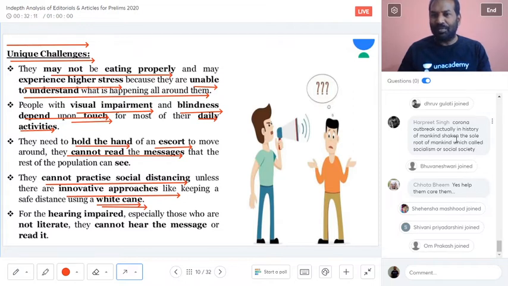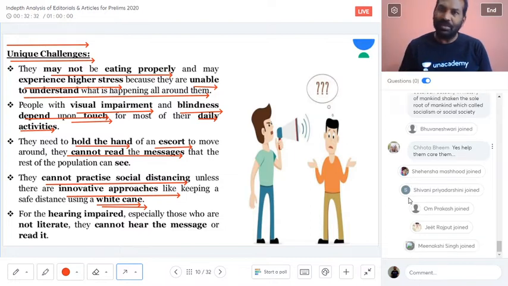Harpreet says Corona outbreak in the history of mankind has shaken the very root of mankind, which is called socialism and social society. Very good, but definitely today's topic is in regards to social society. You are absolutely right, Harpreet. Society, and again within the social society, we are very much concerned about people with disability, and people with disability are part of social society. You are absolutely right. Chota Bhim says that has helped them, hear them.